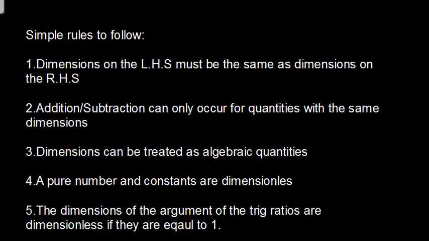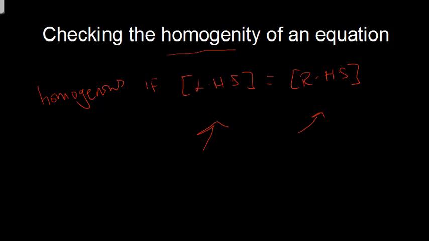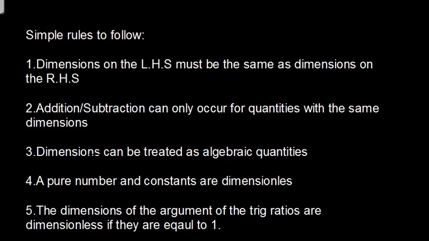An equation is said to be dimensionally correct if it has dimensions on the left hand side the same as dimensions on the right hand side. In other words, if an equation is homogeneous, then the equation is dimensionally correct. So what we will be doing in this video is to check whether the equation is dimensionally correct by simply checking whether the dimensions on the left hand side are the same as the dimensions on the right hand side. The simple rules that can guide you in establishing this are as highlighted here.